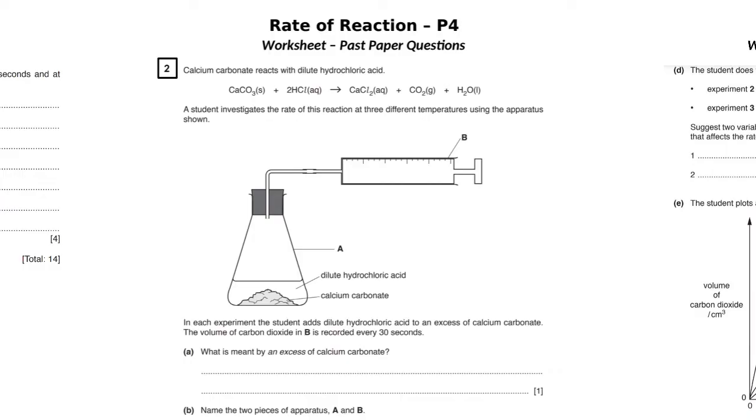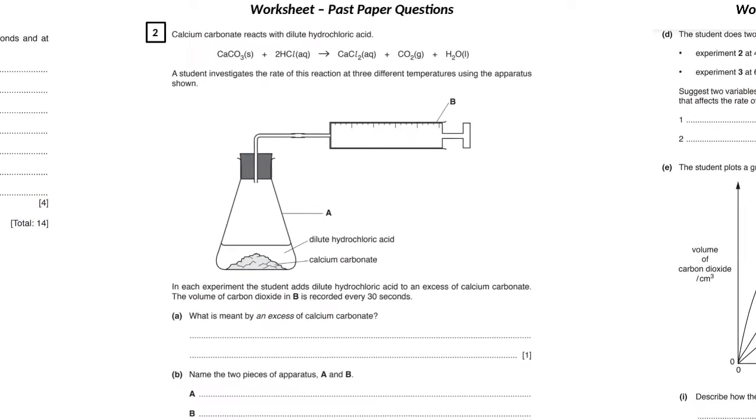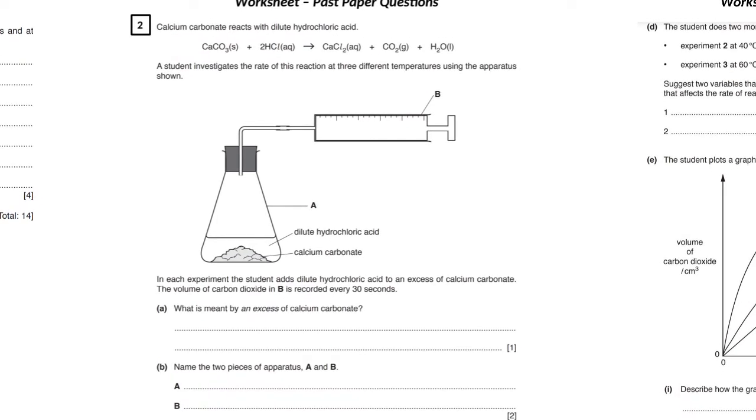Okay, so let's move to question number 2. It's the very famous reaction: calcium carbonate is reacting with HCl. So let's get to the parts of the question. What is meant by an excess of calcium carbonate? Excess means more than what is needed, more than required.